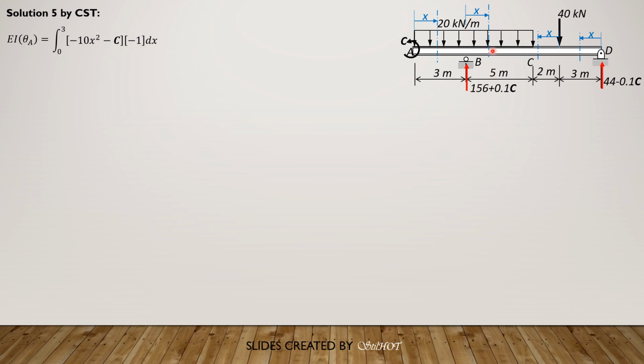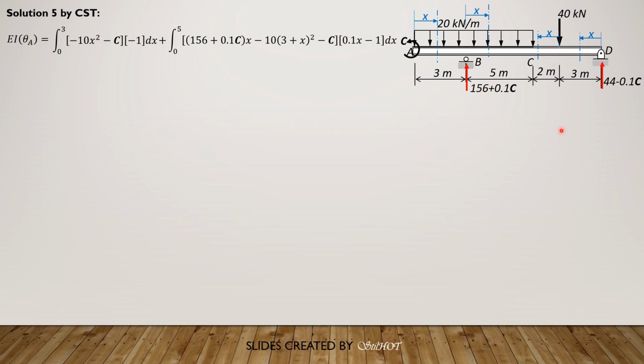Then for the second section, integral from 0 to 5 of quantity 156 plus 0.1 C times x minus 20 times 3 times quantity 3 plus x over 2, or 10 times 3 plus x squared, then minus C. Then the derivative of this moment equation with respect to C is 0.1x, then minus 1. So that's why we have 0.1x minus 1 here.